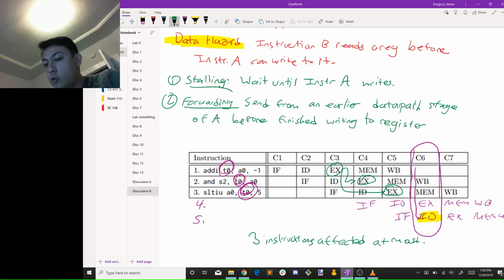Now, if we use the double pumping that we were talking about earlier, it's possible that we can write on the first half of C5 here, and then read on the second half of C5, meaning that now we only affect 2 instructions, because the third instruction after 1, which is the fourth instruction, is able to read the register that's been updated.